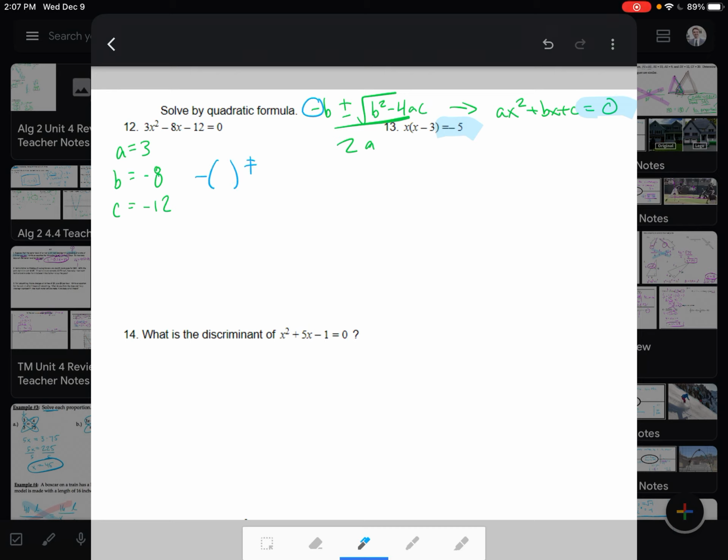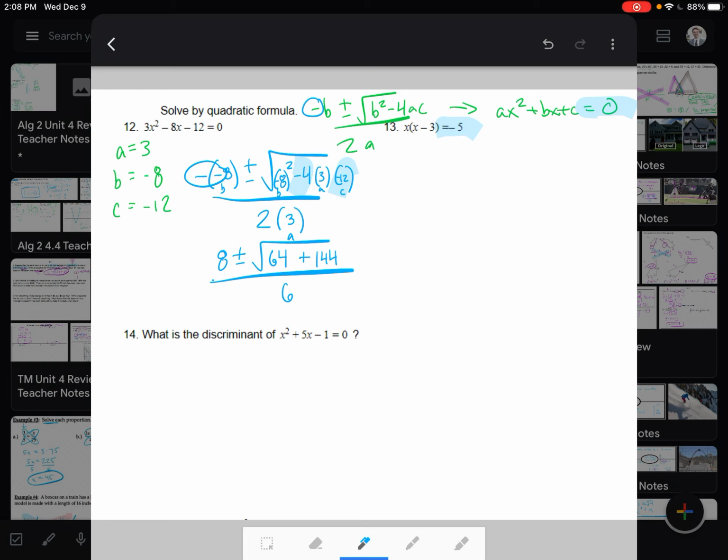And again, I want to do these in our calculator, make sure we're not missing any steps here. So we got, what is that? 12 times 12, positive 144. And all of that is over 6. So again, add up all of our terms here. So we got 144 and 64 in here. So 8 plus or minus the square root of 208 all over 6.